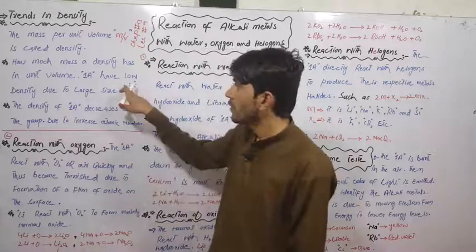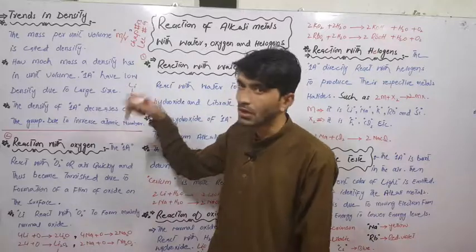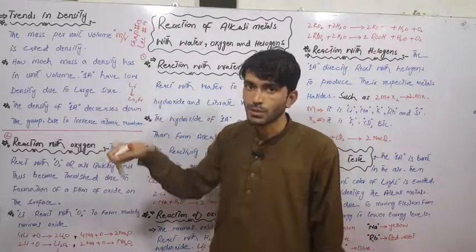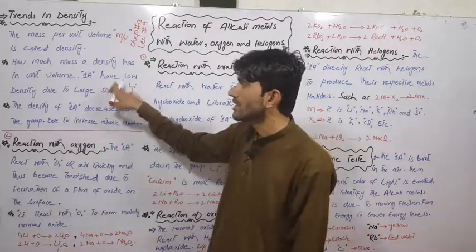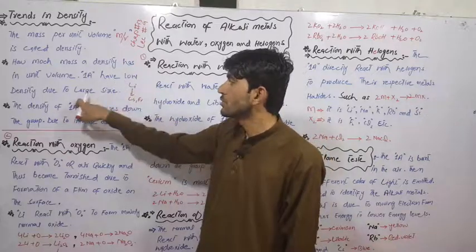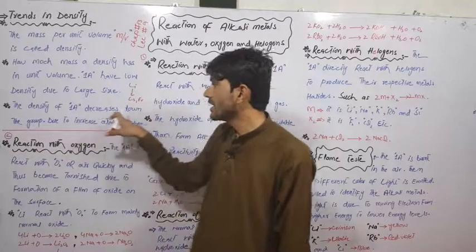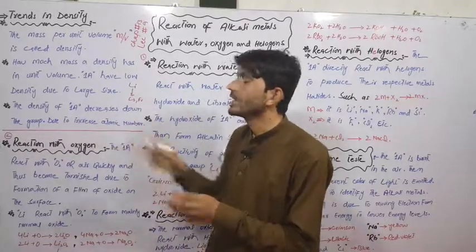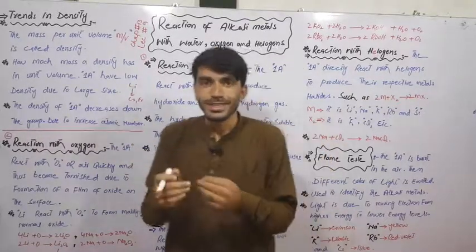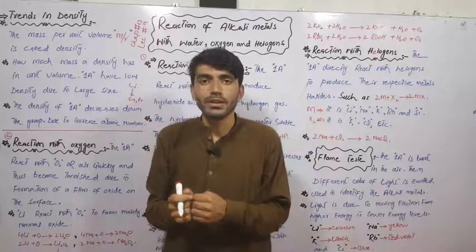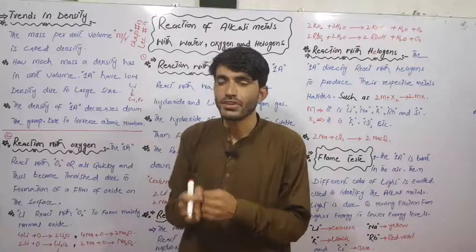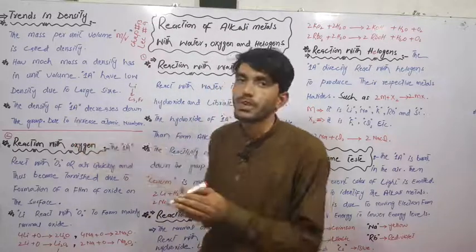Whenever we come from lithium to cesium down the group, clear, from top to bottom in the vertical column, density becomes low due to large size. Second point, the density of the first A decreases down the group due to increased atomic number. The reason why they decrease: due to increased atomic number.